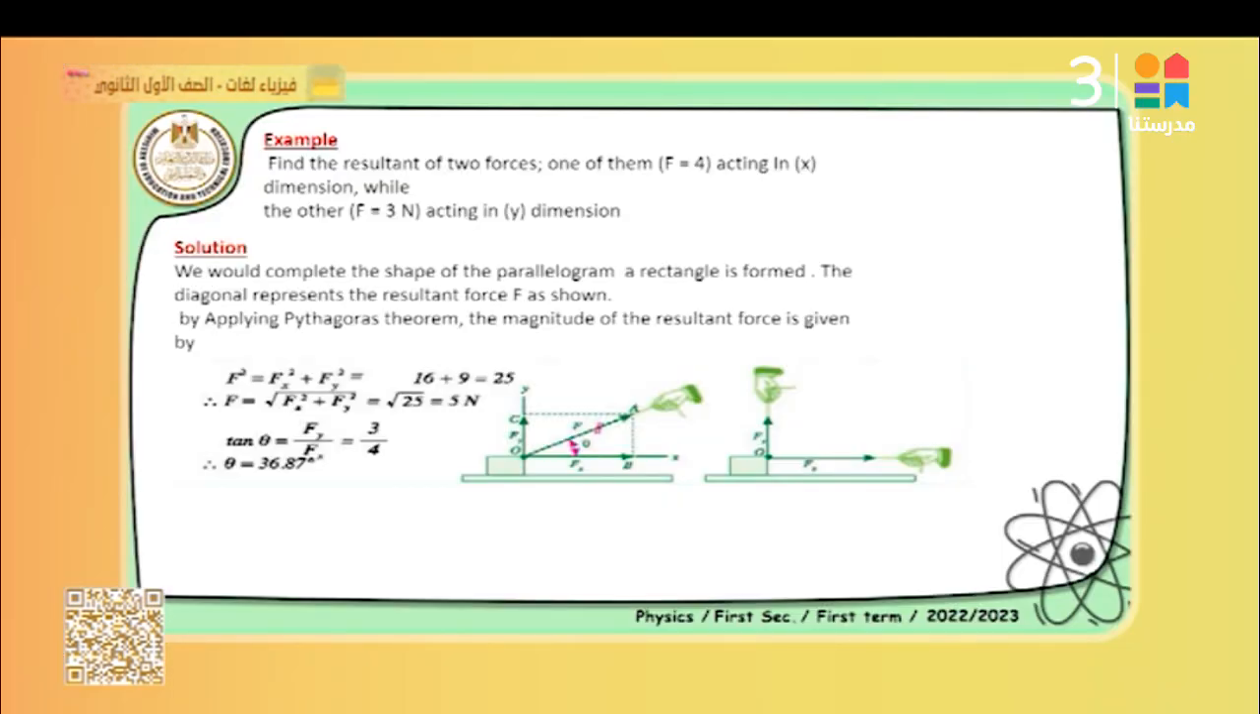For tan theta, it equals Fy, the magnitude of the opposite of the angle, divided by Fx, which is the adjacent of the angle. We will see the value comes out as 3 over 4, then I apply tan to the power negative 1, or shift tan of 3 over 4, and it gives me the angle directly.